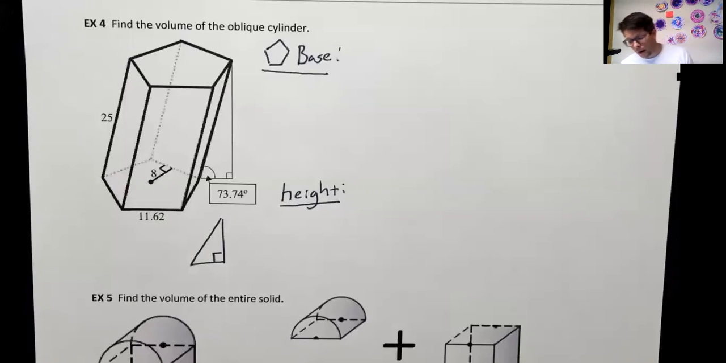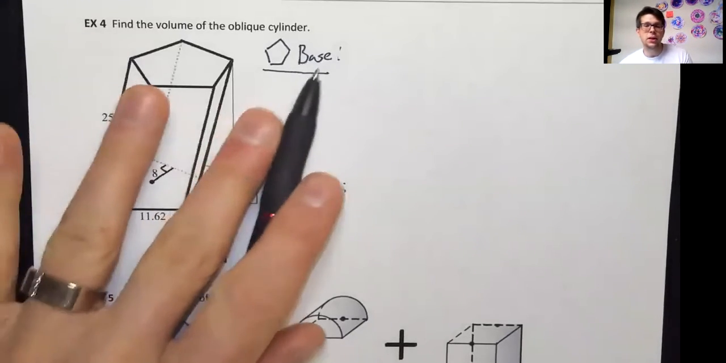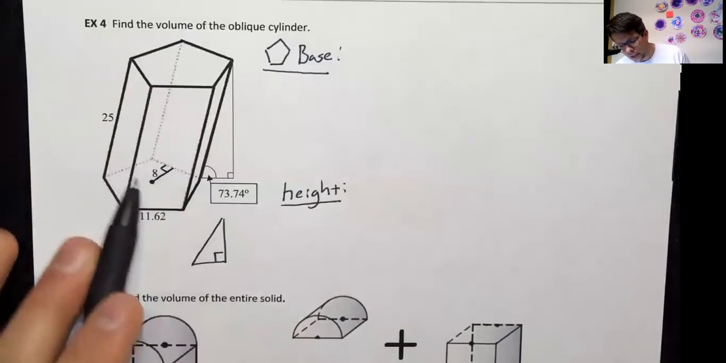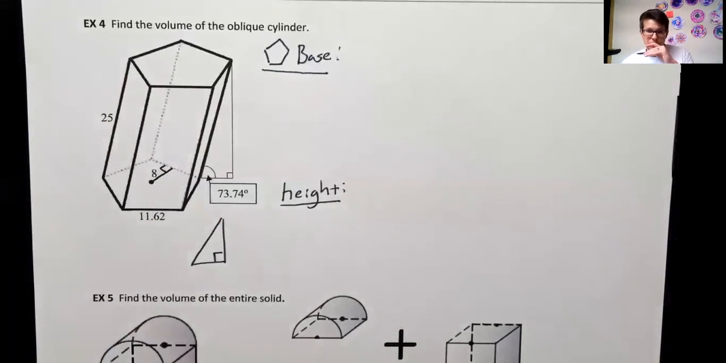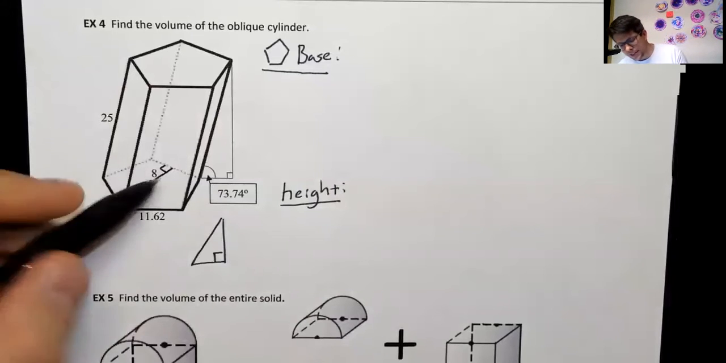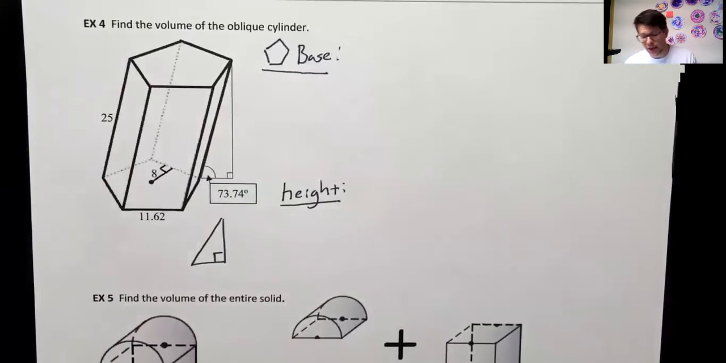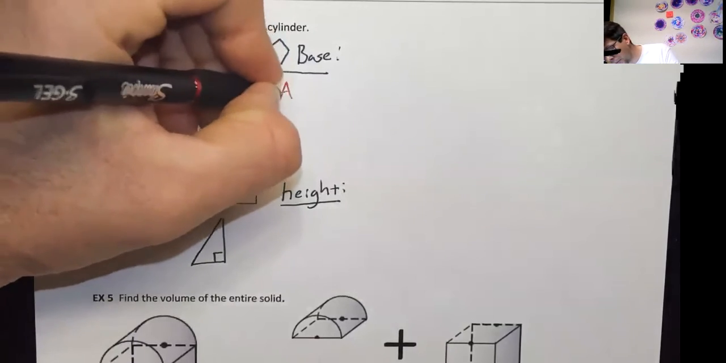So to begin with, our formula that we know is area of the base times the height. So if we can figure out those two things, we're good to go. So I'm going to start off with finding the area of the base. So that means I'm just really looking at the pentagon, and I'm not really focused on the lateral surfaces between the two pentagons. Now, this is a super, super generous pentagon. It's actually really nice. So getting the area should be pretty quick.